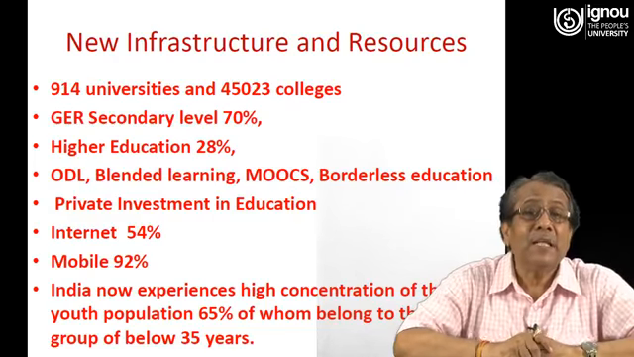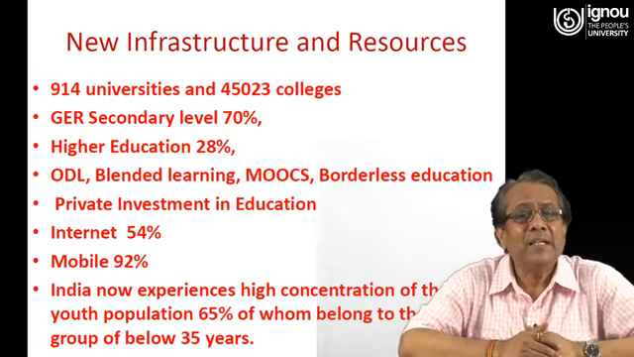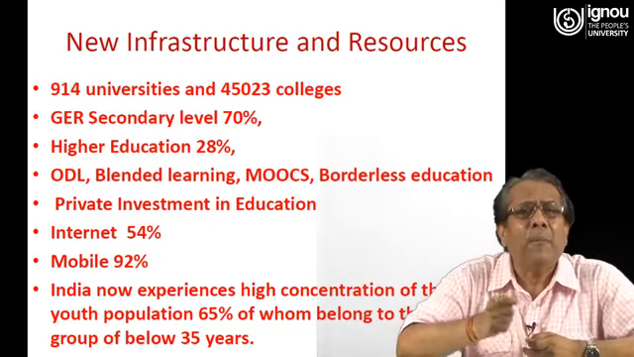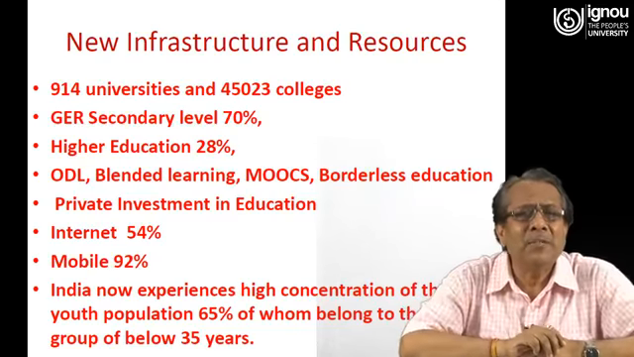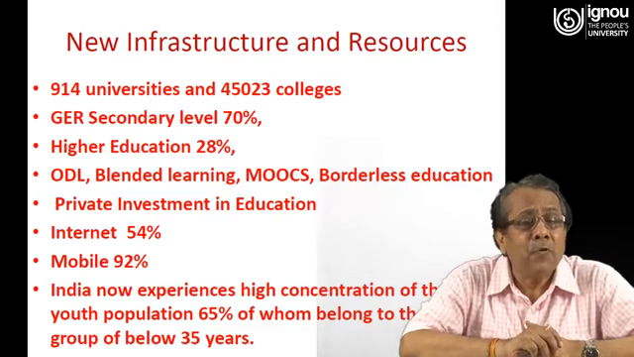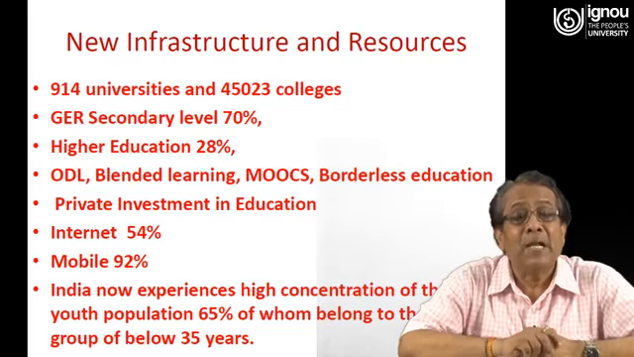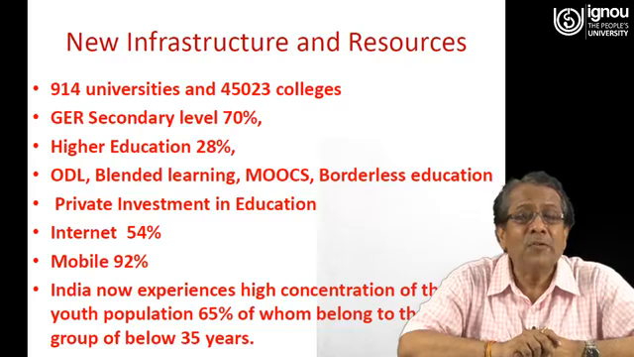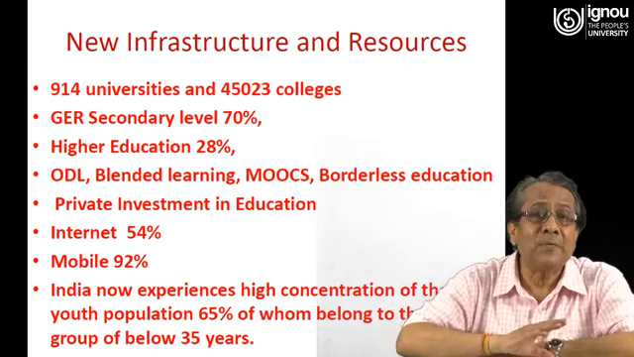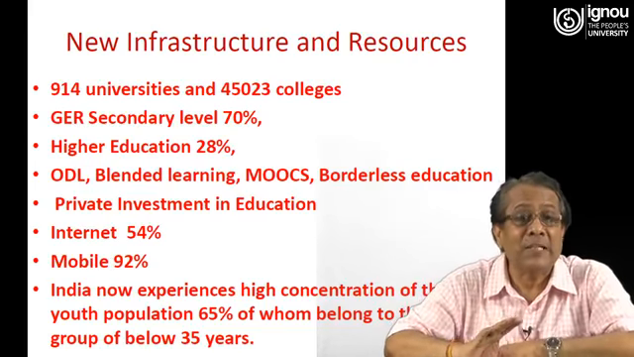Simultaneously, there is enormous proliferation of the internet in the country. In 1991, it was negligible, 0.01% of the population having access to the internet. Now more than 54% of the Indian population has access to the internet, and 92% of the population has access to mobile phones. So there has been enormous proliferation of the infrastructure for education, of educational institutions, and also of information and communication technologies.